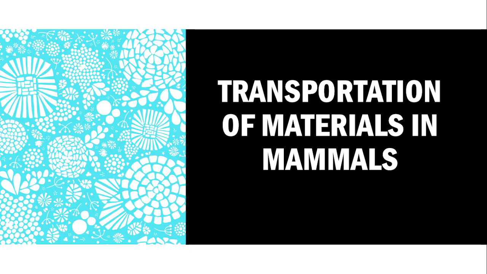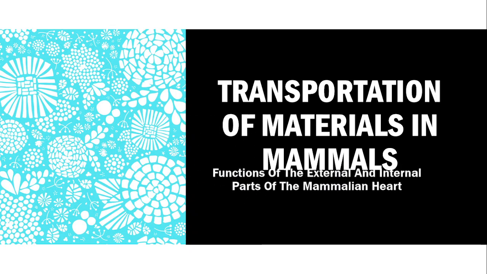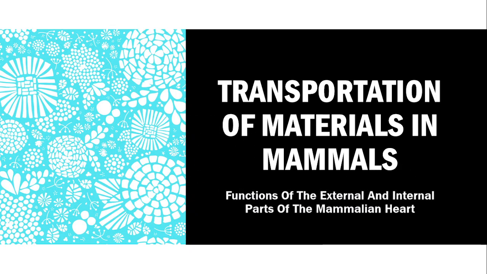Chapter is transportation of materials in living things. So far in our previous video, we discussed the external structure of the mammalian heart. So let's discuss the various functions of the external and the internal parts of the mammalian heart. Basically, we're going to see the various functions of the various parts found within the heart of these mammals, specifically humans.